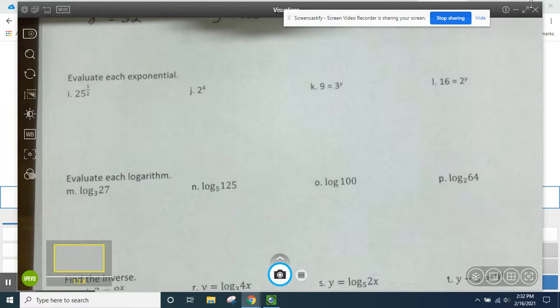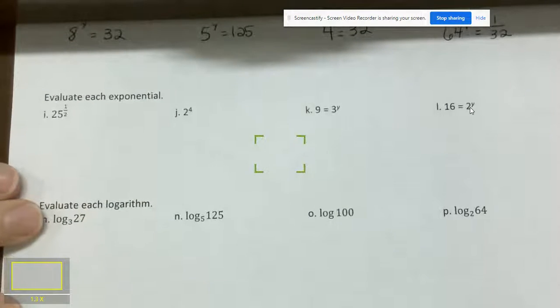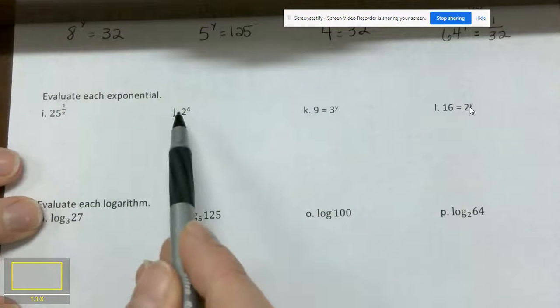In this video, we're going to learn how to evaluate exponents and logarithms. Okay, we'll learn how to evaluate them. So let's look first at evaluate each exponential.